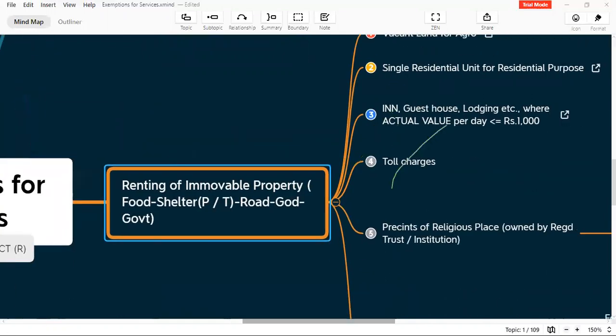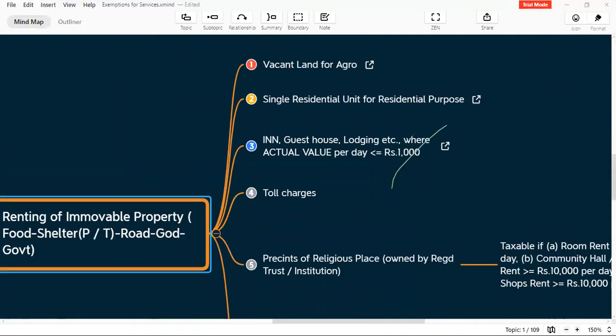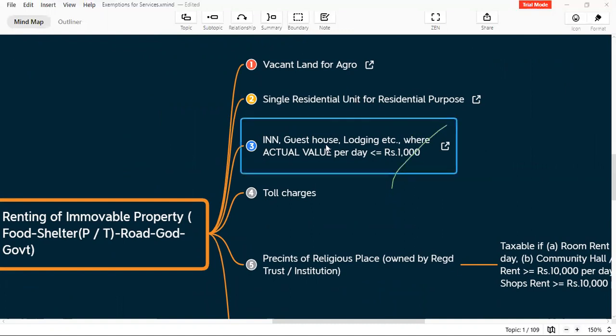So here you can see the exemptions. Vacant land for agriculture is exempt. Single residential unit for residential purpose. In fact, it's not single residential, just residential unit for residential purpose is exempt. If you stay in a hotel, there's an amendment made. It's very important for your examinations. We focus on this amendment where they said the actual value they are charging, the actual room rent they have charged, tariff is less than or equal to 1,000 rupees. It is exempt. Now, what was the amendment made here?